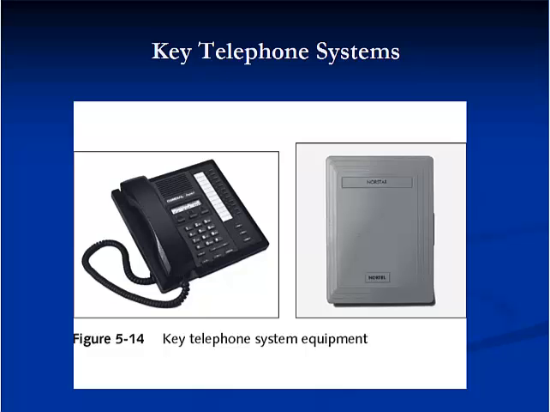A KTS typically consists of a wall-mounted control console that connects to the organization's internal phones and to the telephone company's end office. This key system unit signals the telephone attendant about incoming calls, controls busy indicator lights on line buttons, and tracks call information among other tasks.